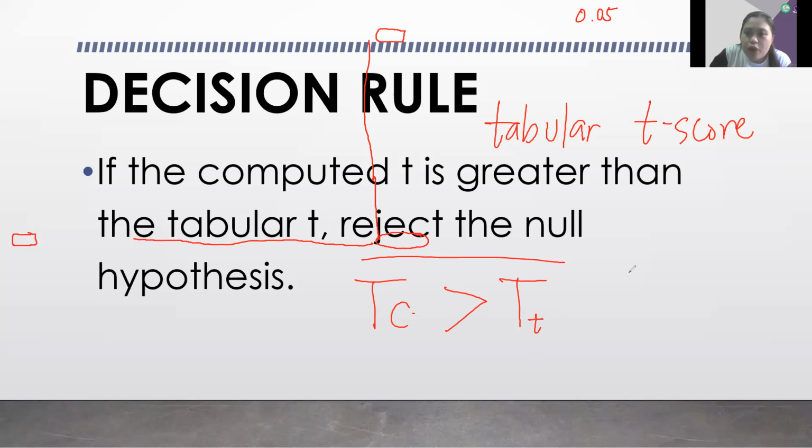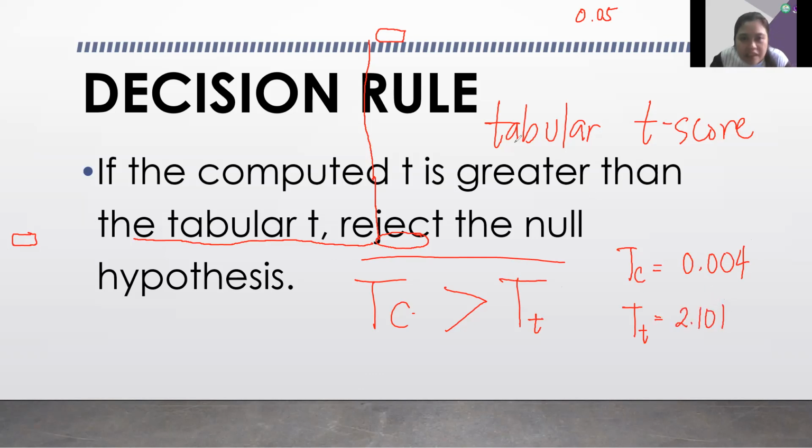Okay? So, in the given set of data, our computed T, what was that again? I forgot. Ito, ay, ano yun? Kalimutan ko tuloy. 0.004. Nakalimot ko. 0.004. And our tabulated T or tabular T is 2.101.